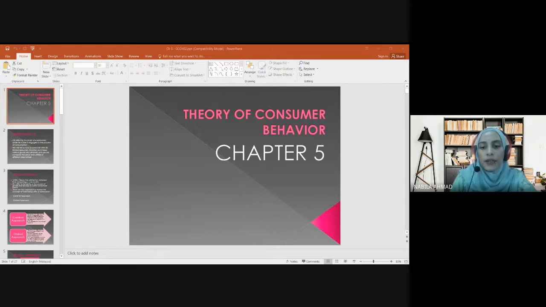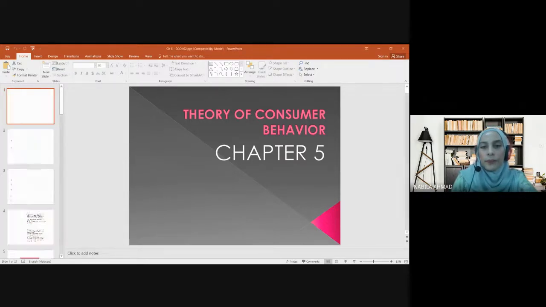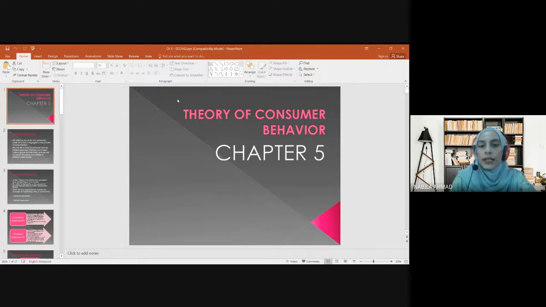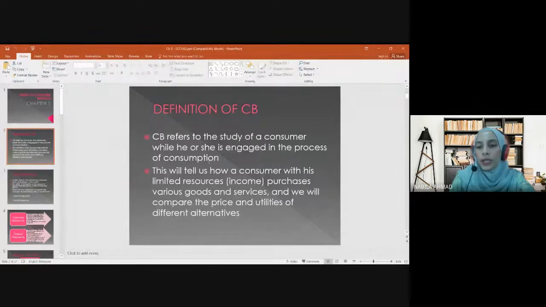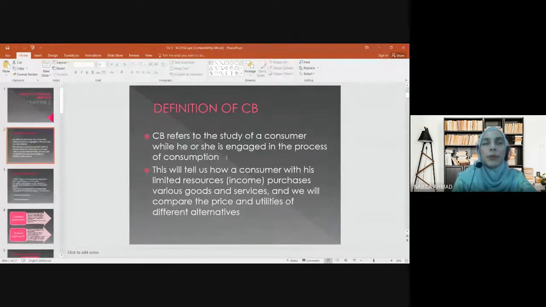Okay, so chapter 5 saya dah share dalam WhatsApp group. Kita lihat theory of consumer behavior, chapter 5. So what is consumer behavior? Consumer behavior refers to the study of a consumer while he or she is engaged in the process of consumption. So bila kita engage dalam proses of consumption, kita membeli barang, membeli perkhidmatan, then kita punya behavior. So kita akan behave towards the consumption.